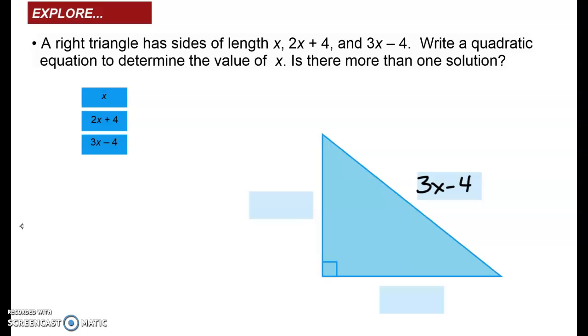Say, for example, if x was 2, and we put a 2 in for x here, we'd get 2 times 2, 4, plus 4 would be 8. And if I put a 2 into this third side, it would be 3 times 2 is 6, minus 4 would be 2. So if x is 2, obviously 2x plus 4 should be the longest. But we're going to find the equation just looking at 3x minus 4 being the longest side.